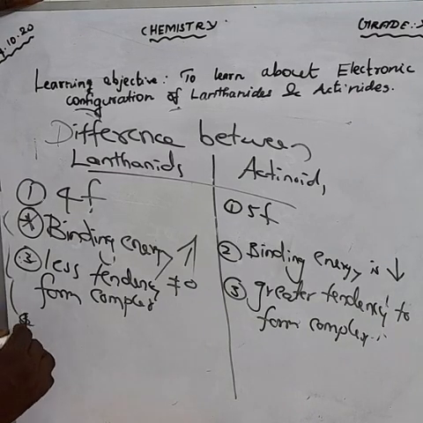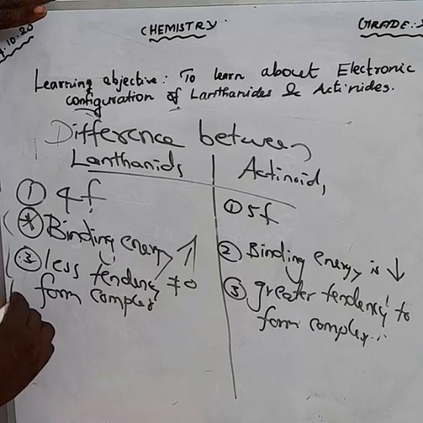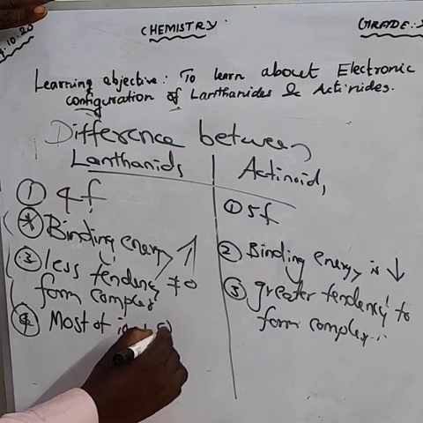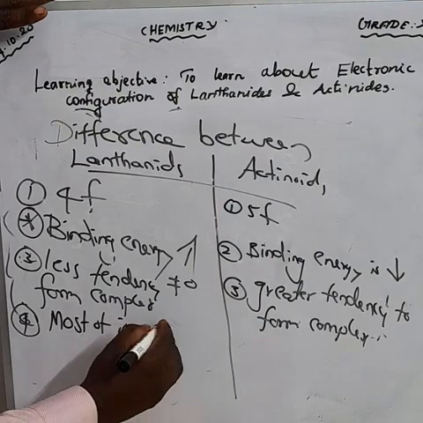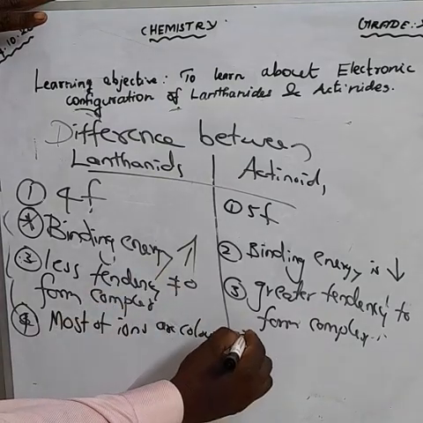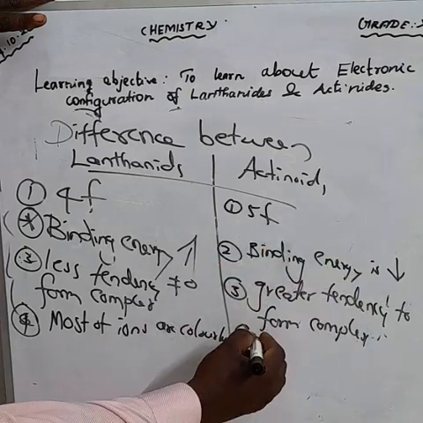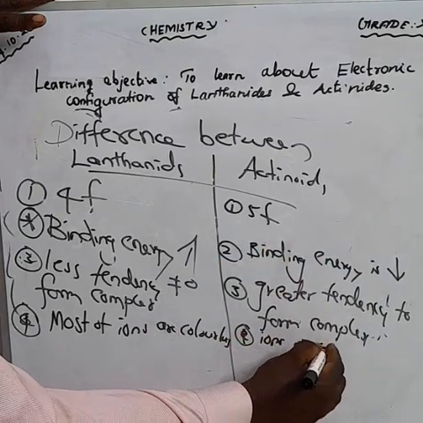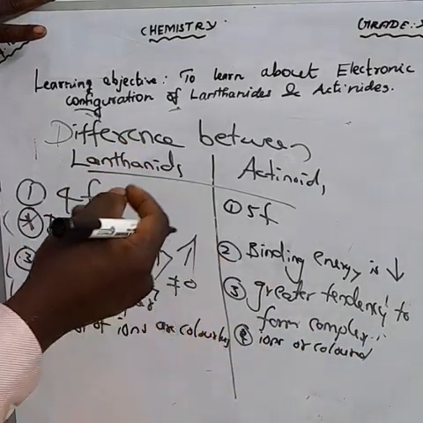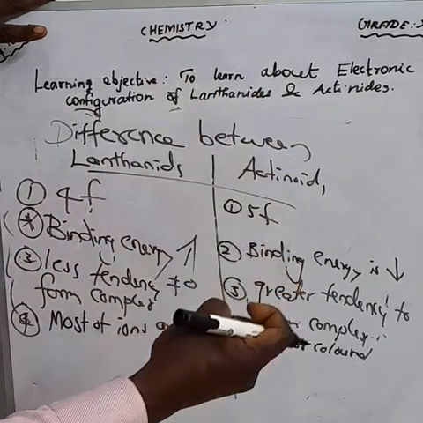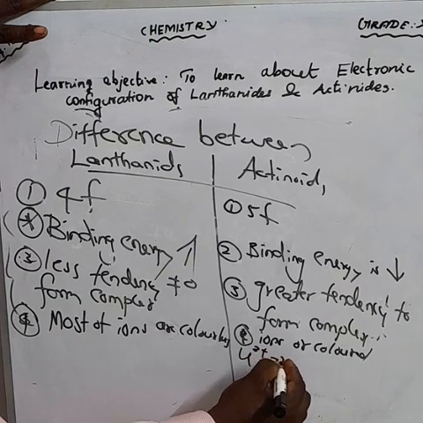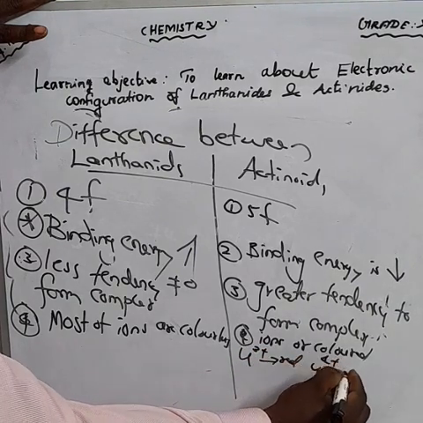Here, most of the ions are colorless. Here, ions are colored. We should write any 3 examples, or one or two examples. For example, U3+ is red in color, U4+ is green in color.